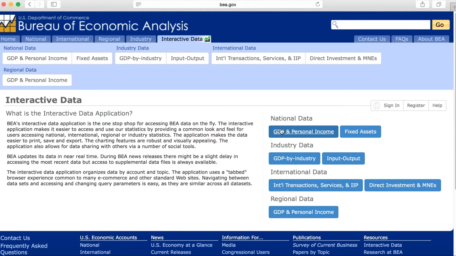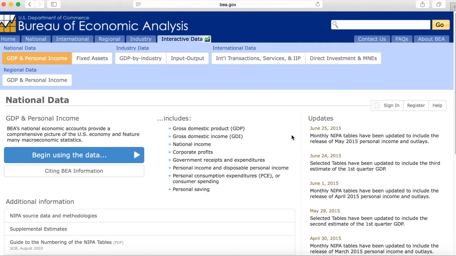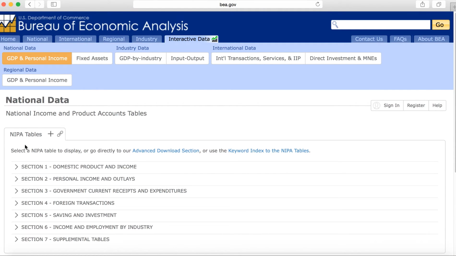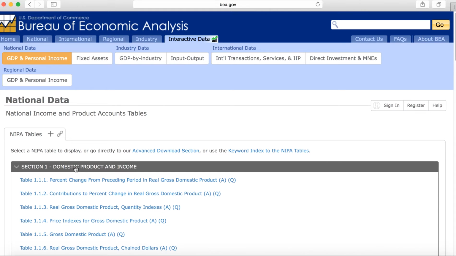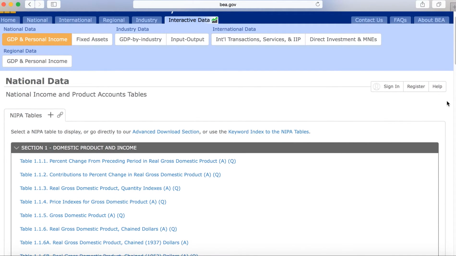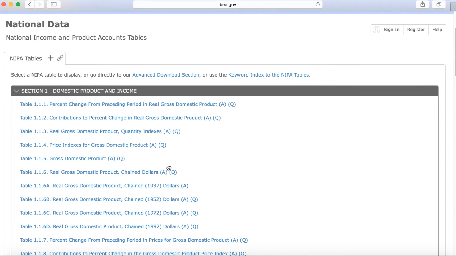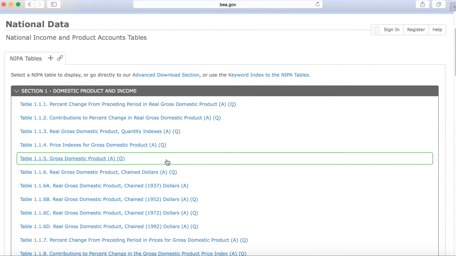And now if we come over here to GDP and personal income, we can grab it here or we can grab it up here. It's going to take us to the same place. GDP and personal income. So we're going to go ahead and begin by using the data. And under gross domestic product and national income, we've already taken a look at this table right here, which looks at gross domestic product in general.